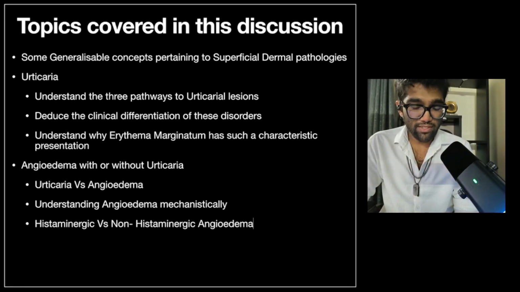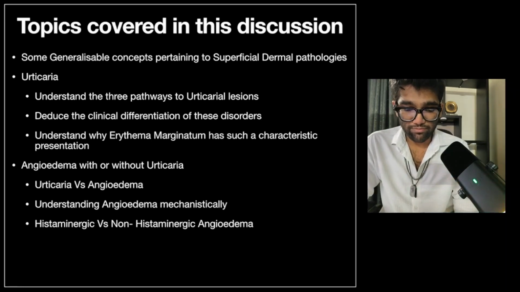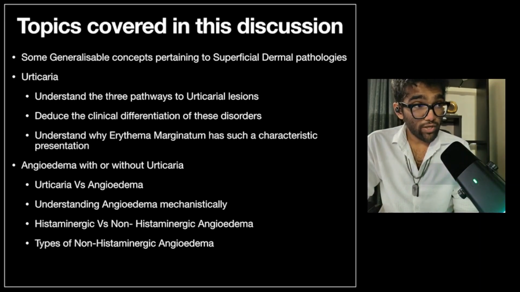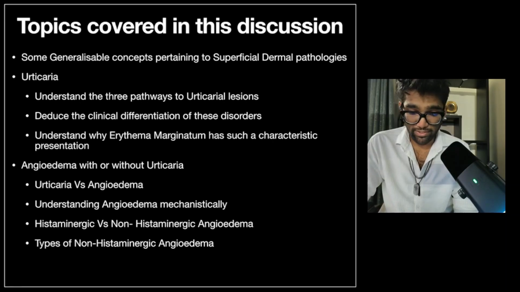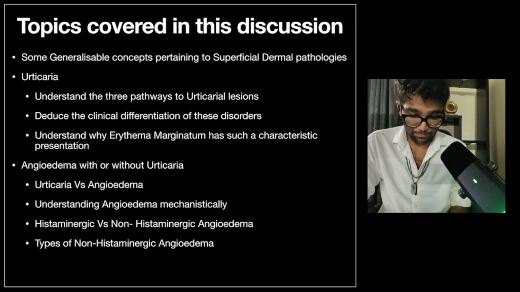Then we'll understand that there are actually two different types of angioedema, slightly reductively referred to as histaminergic and non-histaminergic angioedema. Then we'll talk about the types of non-histaminergic angioedema, which is actually the main thing that concerns us in clinical immunology and rheumatology as well as internal medicine.